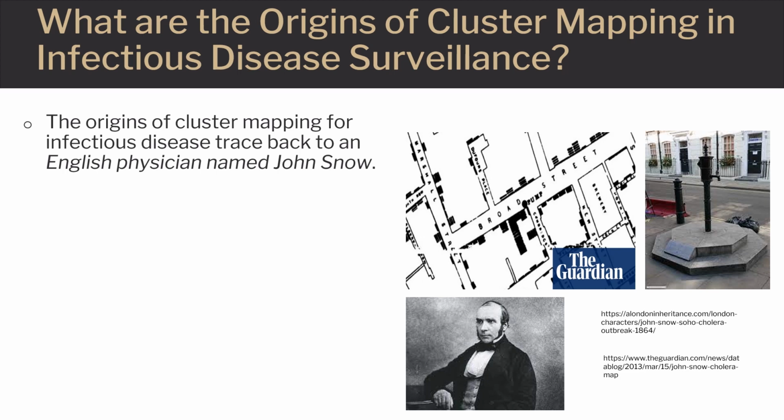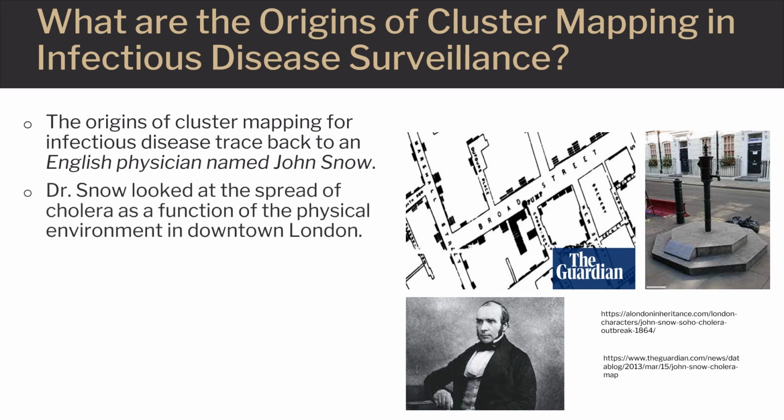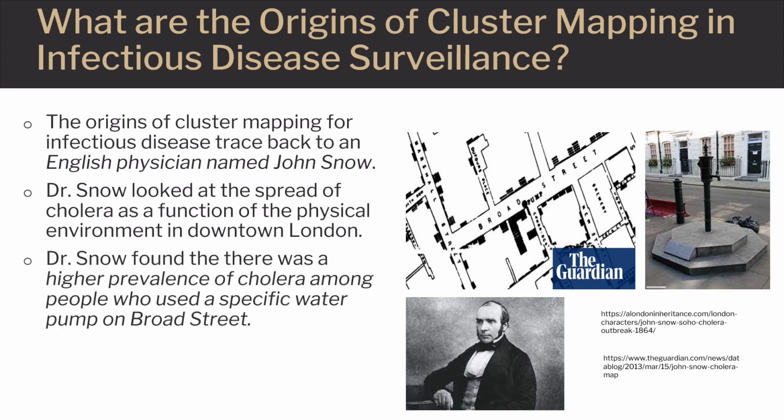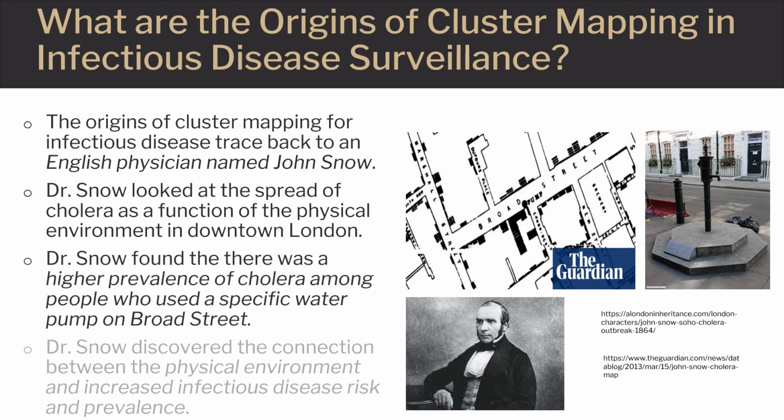The origins of cluster mapping in surveillance epidemiology are often traced back to an English physician named John Snow. Dr. Snow was the first known example of an infectious disease investigator linking the environment to infectious disease and representing this pictorially by using varying sizes of rectangles to display the amount and location of cases for an infectious disease known as cholera.